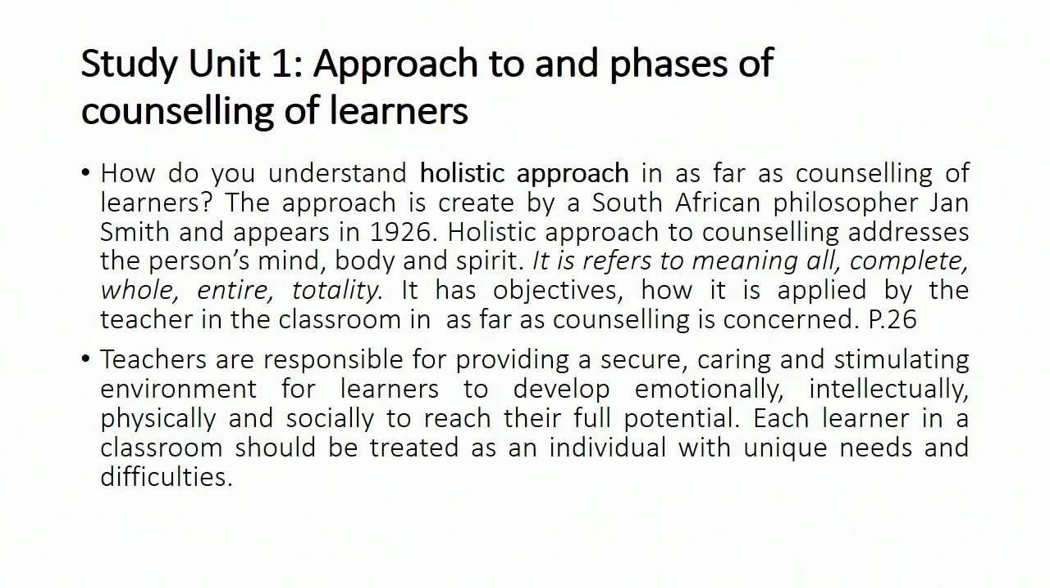So in other words, when we are talking of the holistic approach, we should talk of a whole child. We are not deciding what area to talk about and what area to leave out. Teachers are responsible for providing a secure, caring, and stimulating environment for learners to develop emotionally, intellectually, physically, and socially to reach their full potential. Each learner in a classroom should be treated as an individual with unique needs and difficulties. When we are working with our learners, we are not there to choose which learner to work with, and we are also not allowed to compare learners with others. Each learner is a unique person, and that is how they should be treated.